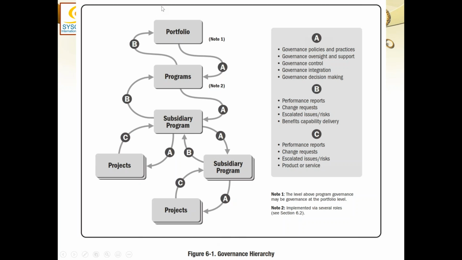What is not shown here is the biggest umbrella of organizational governance. Under the organization governance, we have the OPM, organizational project management, in which we have the portfolio on top, portfolio governance, program governance, and then component governance or project governance. I hope we are clear till now.